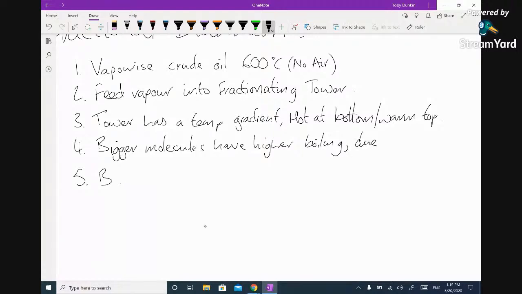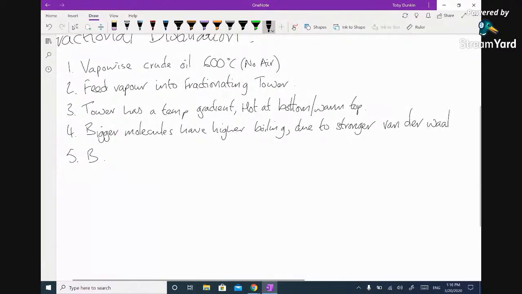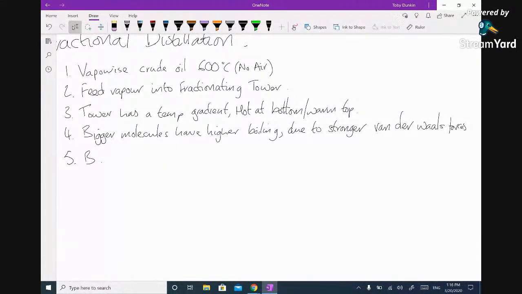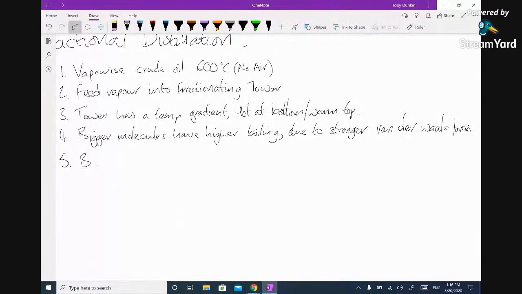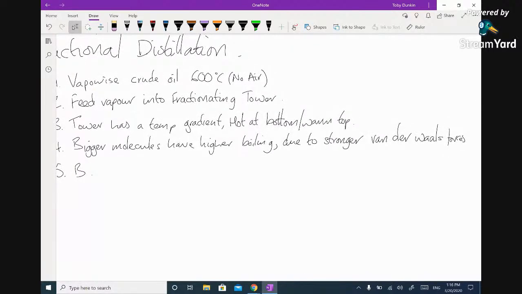Due to stronger van der Waals forces or London dispersion forces, depending on which one you want to use. You can use either. Edexcel actually prefers London dispersion. AQA prefers van der Waals. Cambridge prefers van der Waals. Okay, so bigger molecules have a higher boiling point due to stronger van der Waals forces.